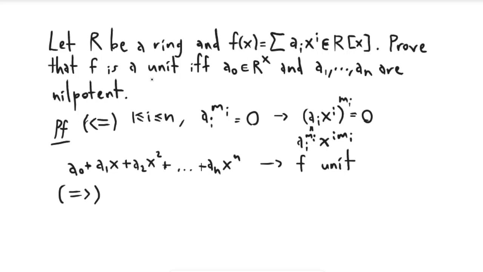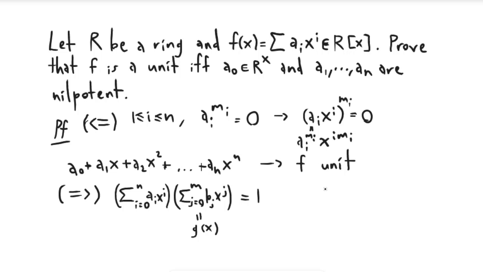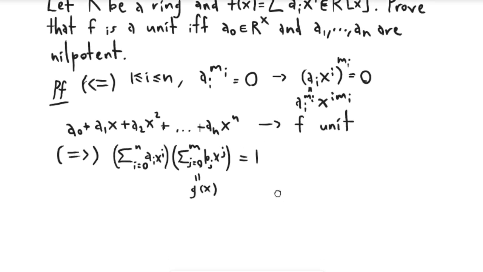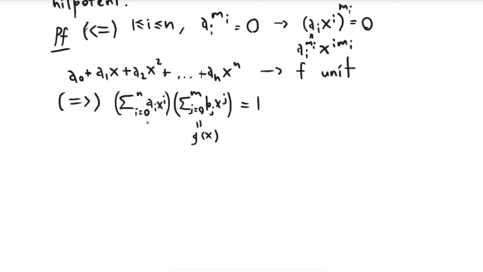For the forward direction, we want to assume that f is a unit. So we want to assume that there exists another polynomial, which we can call g of x, and I'll write this as the sum j equals 0 to m of bj x to the j, such that this multiplied by f is equal to 1. This is what it means for f to be a unit. Okay, so I know that this product is equal to 1. So if I compare coefficients on both sides of this expression, what I can see is that the only constant term on the left-hand side is a0 b0, and then on this side, I have a 1, and then all of the other coefficients are 0.